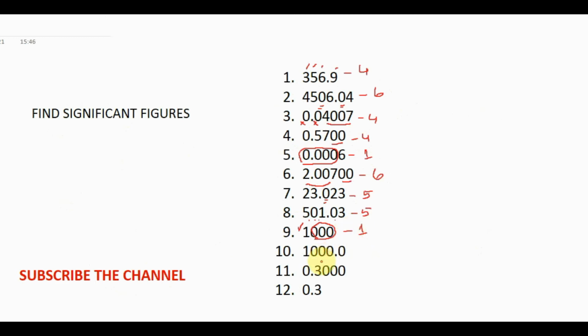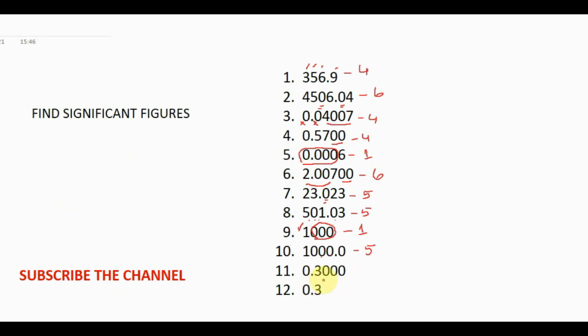Again, 1000.0. 1000.0 means after the decimal the zero is counted. So what is coming here? The zero after zero is a trapped zero. 1, 2, 3, 4, 5 is the significant figures of 1000.0. Simply 1000 means the significant figure is 1. 1000.0 has 5 significant figures.